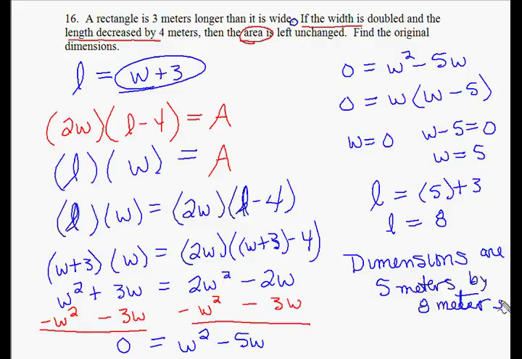Let's check that out. Let's make sure that what we're saying is correct. 5 times 8 is 40. 2 times 5 is 10. And 8 minus 4 is 4. And 10 times 4 is 40. So yes, the areas are unchanged if we make those changes.